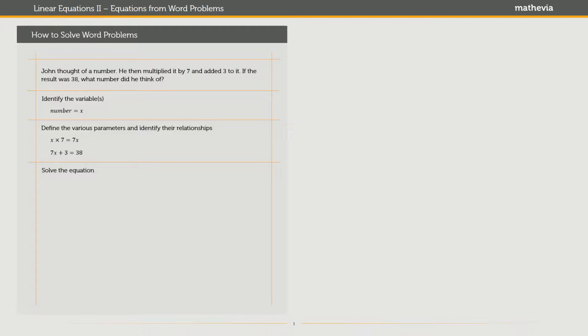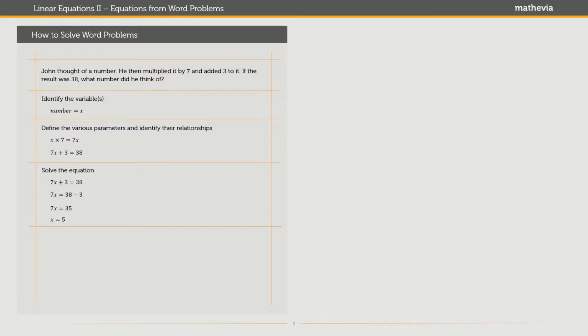Now 7x plus 3 equals 38, and we need to solve for x, the number that John thought of. Okay, and at this point we just move 3 over to the right, it becomes minus 3, so we have 7x equals 38 minus 3. We have that 7x equals 35, and when we divide both sides by 7, we have our final answer, x equals 5, which is the number that John thought of.